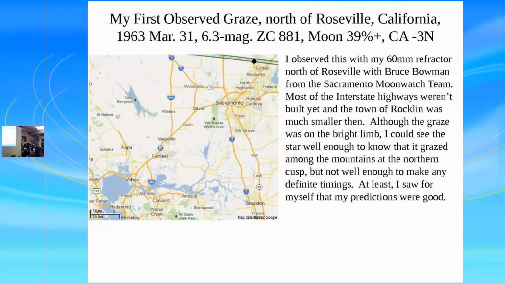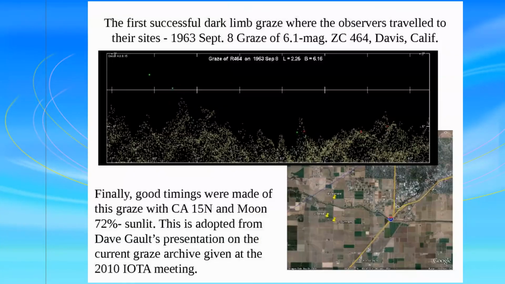In fact, 2 nights later, there was another graze that was just south of Berkeley in the Bay Area, and I also observed that one. That was also on the sunlit limb, but it was a brighter star, so that I could actually see a couple of events there. Next slide.